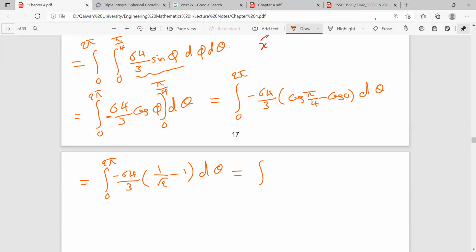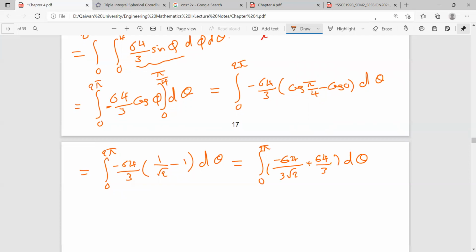We simplify it more, from 0 to 2 pi. Here we multiply this minus 64 over 3 into the bracket. We get minus 64 over 3 square root of 2, and minus times minus is plus 64 over 3, all d theta. Now we take another integration with respect to theta.